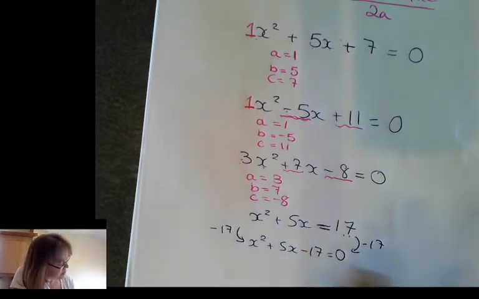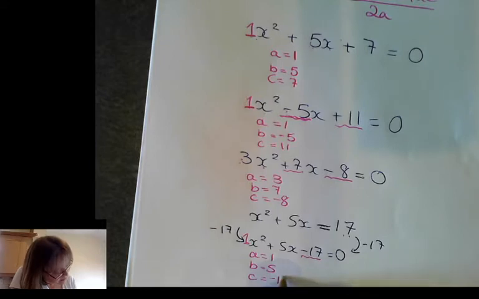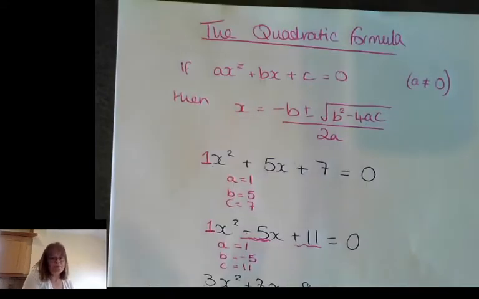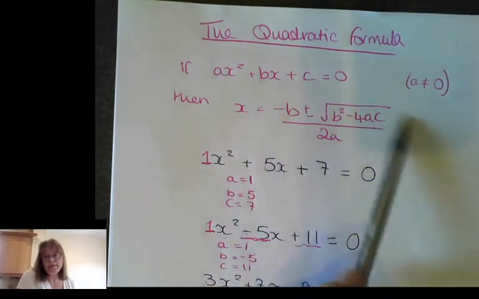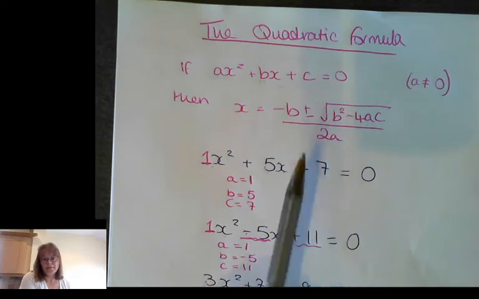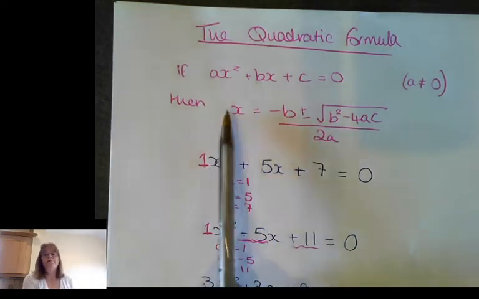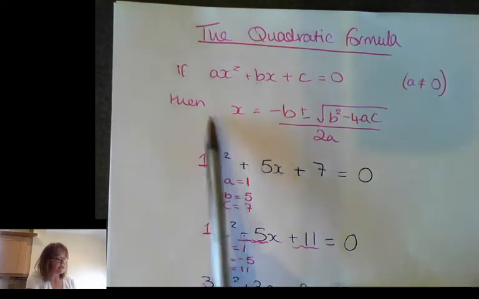And then I can write down, well, the coefficient of x squared is 1, the coefficient of x is 5, and the number I'm adding at the end, well, I'm not adding, I'm taking away, so it needs to be negative 17. Okay, so far we've learnt to work out what a, b and c are. Now we're going to learn to use this crazy formula here with our a, b and c values so that we can work out the solutions to that equation, the x values.